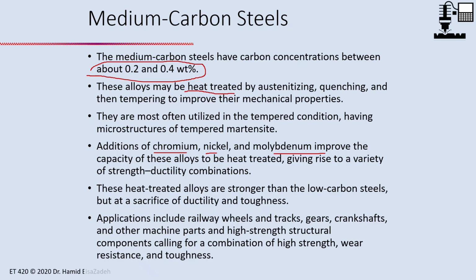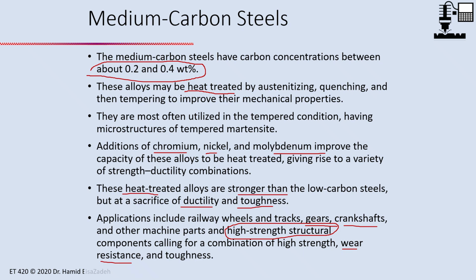When you do heat treatment, the material might become stronger, but there is some disadvantage. You may lose ductility or toughness. Because the material has higher strength, we can use these alloys in gears, crankshafts, and railway wheels. Also, these materials have better wear resistance compared with the low carbon steel, because of these alloying elements.